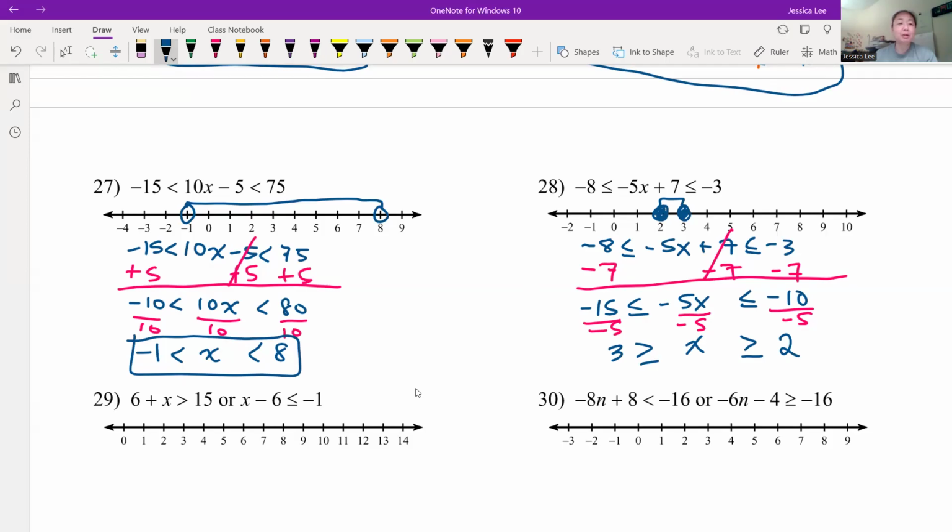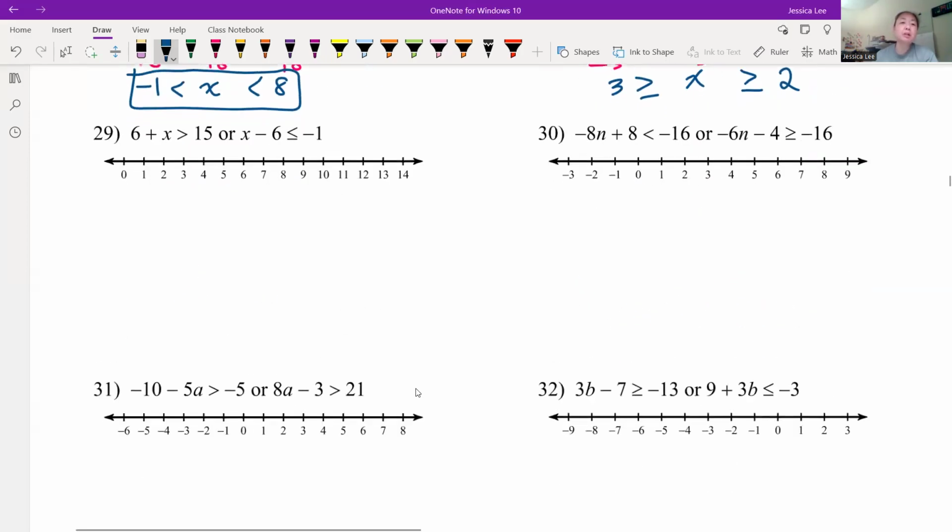All right, number 29. These are also compound inequalities, but in this case, this is an or. So we're saying there's two criteria. It's one or the other. Either one will be fine as long as it fits either one of these criteria. So if you're taking a look at number 29, we have 6 plus x is greater than 15, or x minus 6 is less than or equal to negative 1.